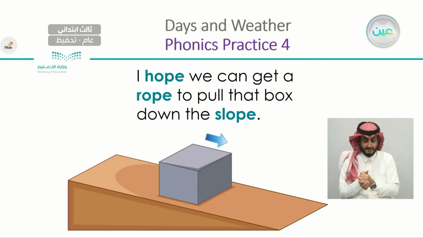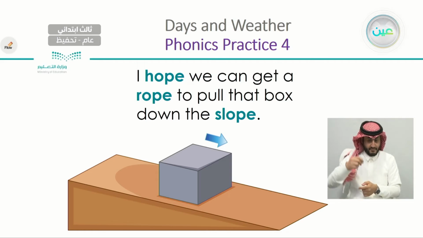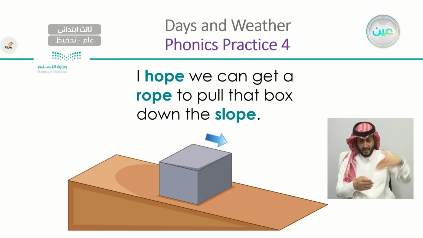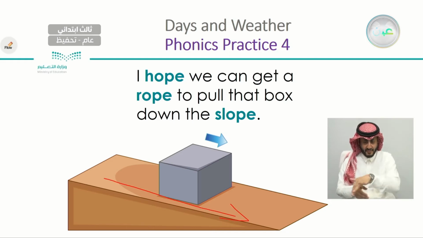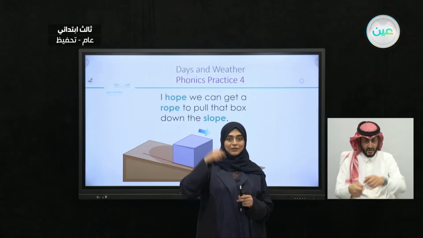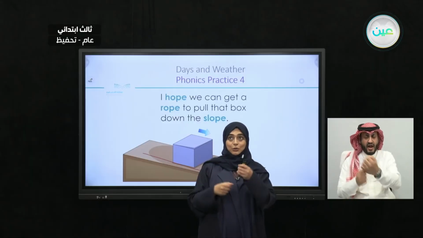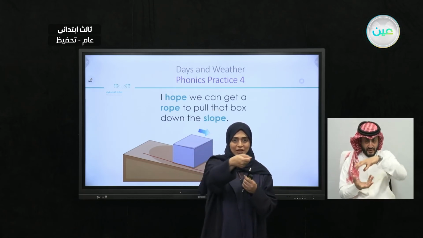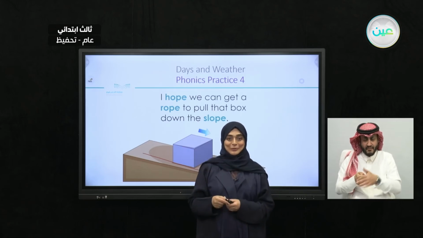Now let's read this one together. I hope we can get a rope to pull that box down the slope. This is called a slope. A rope? You use it to tie things, so that you can hold on to it. So they want to tie the box with a rope and pull it down the slope.